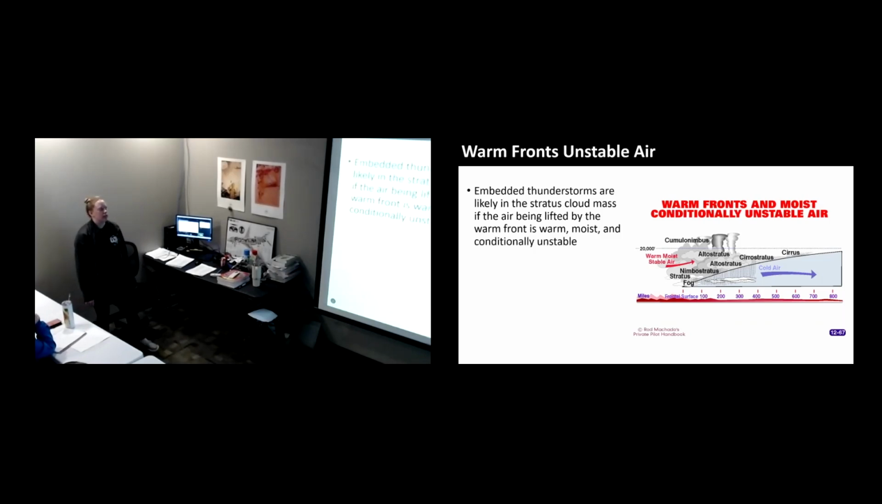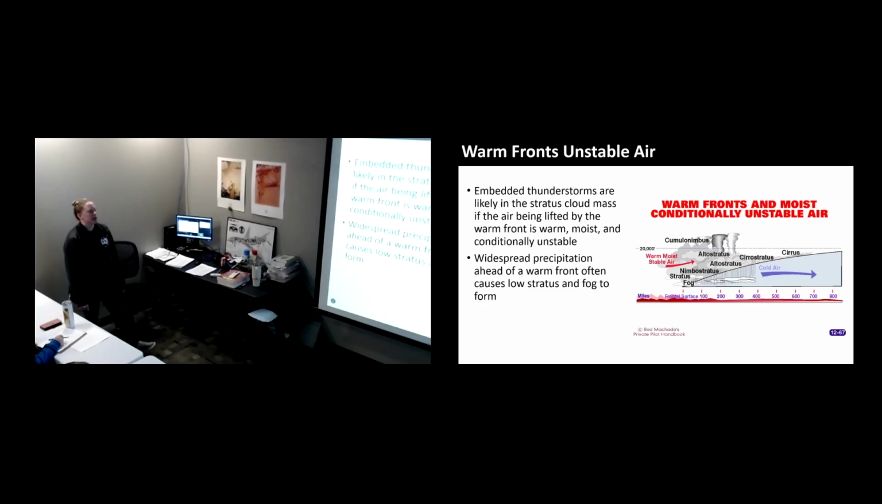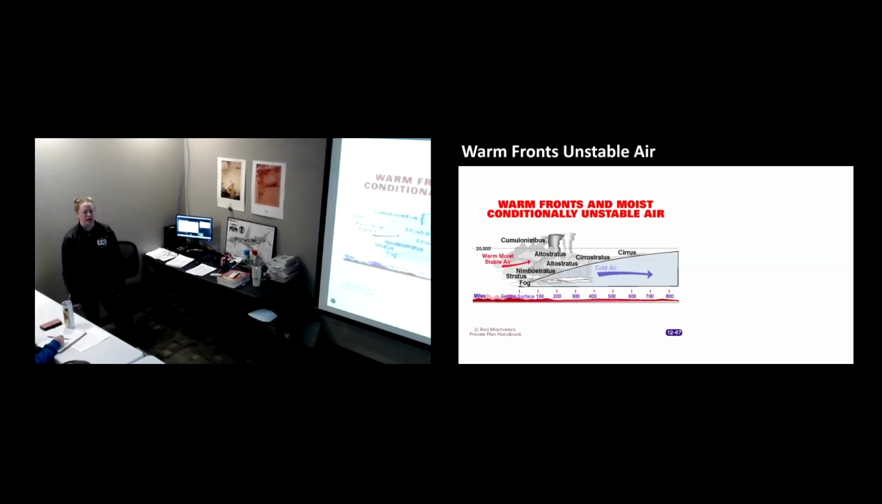Embedded thunderstorms are likely in the stratus cloud mass if the air is being lifted by the warm front and it's unstable. We need a couple things for a thunderstorm, we'll talk about in a bit. Lifting action, moisture, and what? Precipitation. I hear you. Widespread precipitation ahead of the warm front often causes low stratus and fog. You're not really going to be quizzed on what things are associated with these warm and cold fronts. One's good, one's bad, generally.